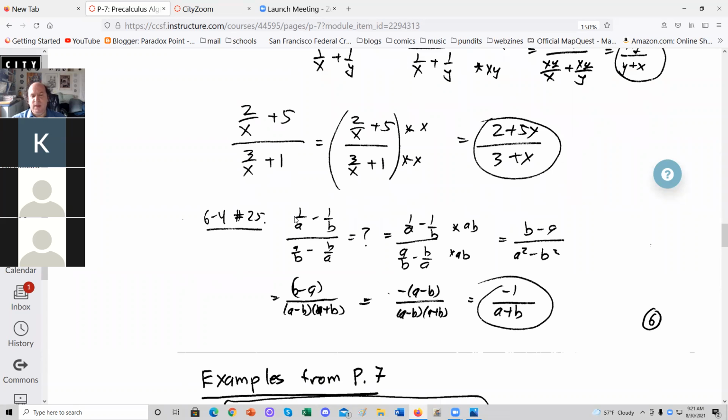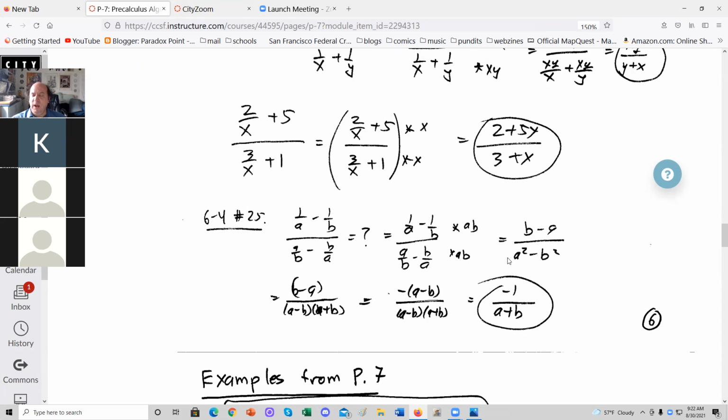Here we have an example. 1 over a minus 1 over b divided by a over b minus b over a. What's that? Okay, here this has inner denominators a, b, b, and a. So rescale by ab. Multiply above and below by ab. 1 over a times ab is b. 1 over b times ab is a. A over b times ab is a squared. B over a times ab is b squared.